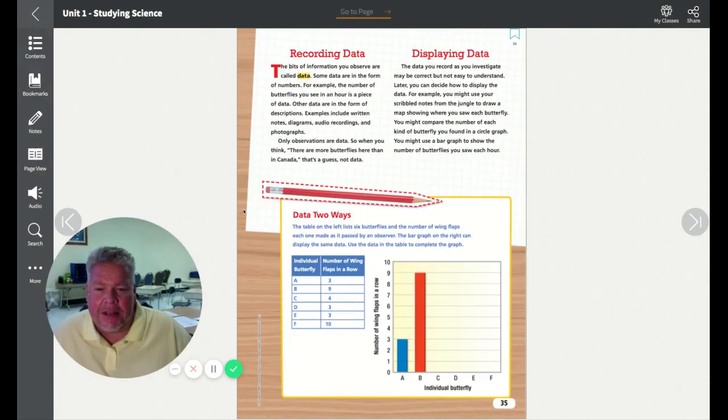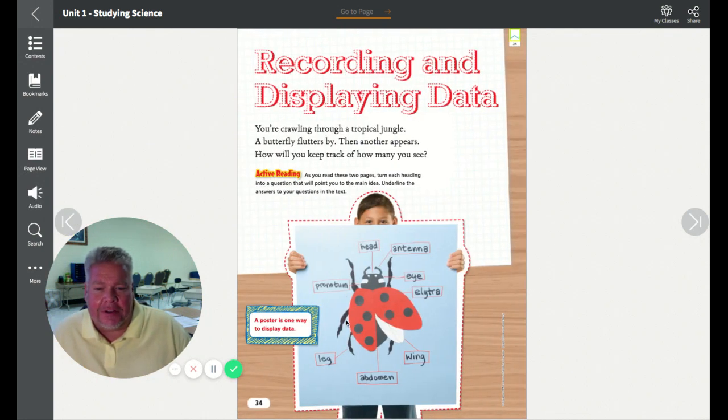Now, we saw on the last page, the little boy displayed his data. He looked at a ladybug, and he'd done some research to find out what all the parts of that insect are. And so then he displayed it as a scientist so that other scientists can find out what it is.